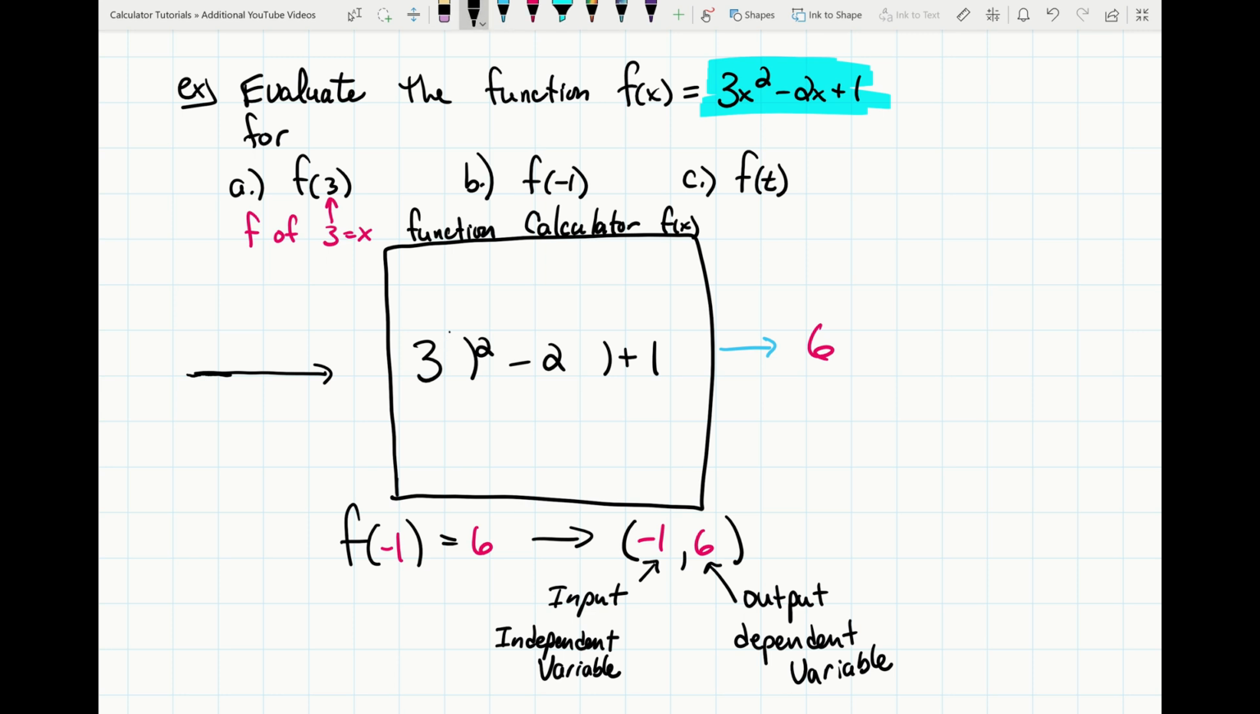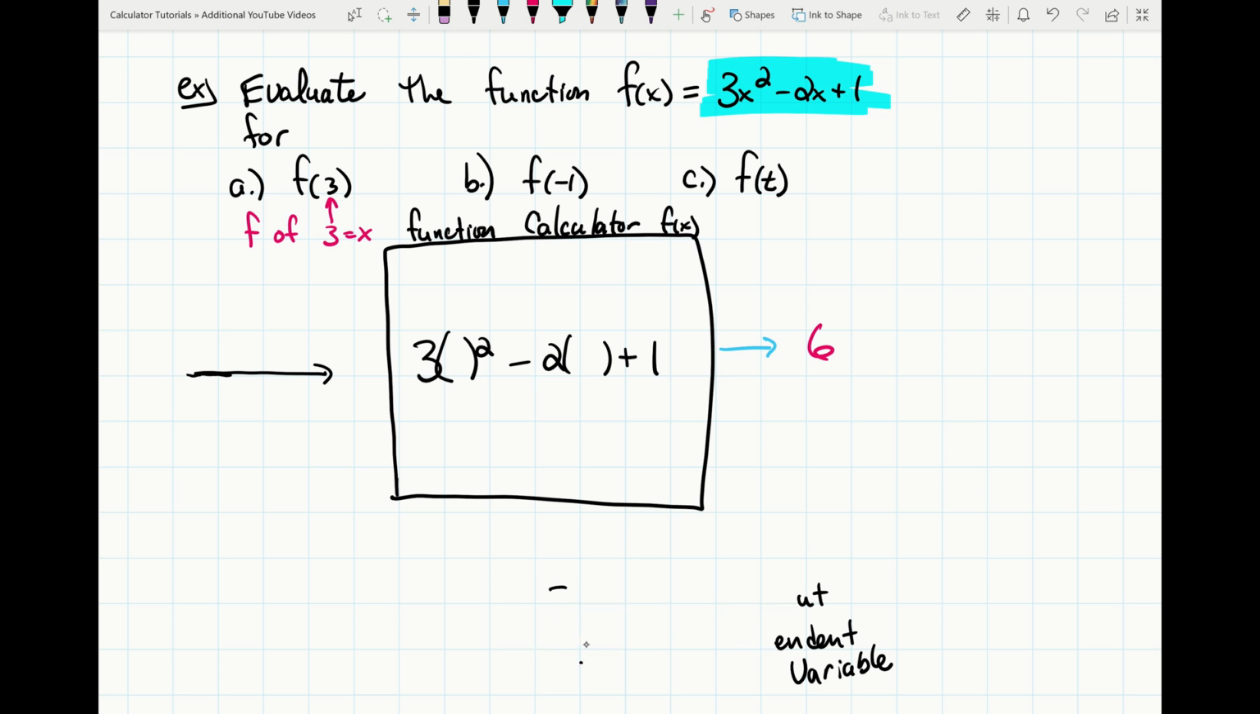Now, I know you're probably sitting there going, well, how is that easier? Now, I'm going to erase all this down here because I'm going to need a little bit more space. All right. We're going to put t into the calculator. Now, remember, the calculator is going to substitute that in. But here's the problem. We have no idea what t is. Neither does the calculator, but the calculator doesn't care.